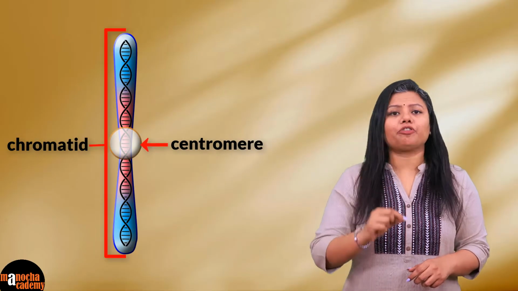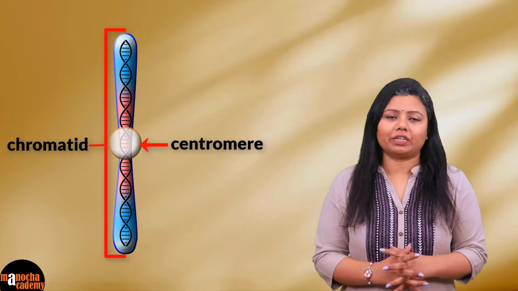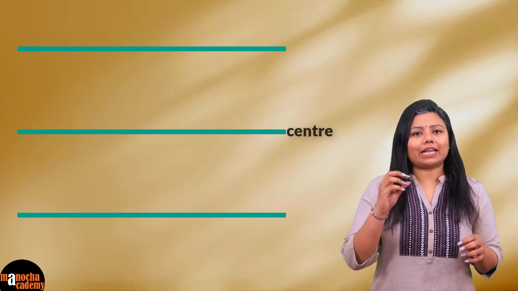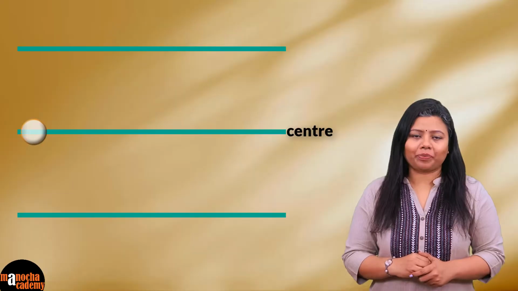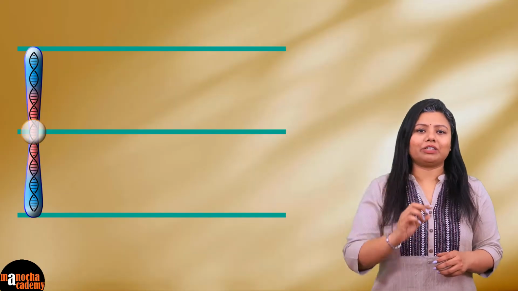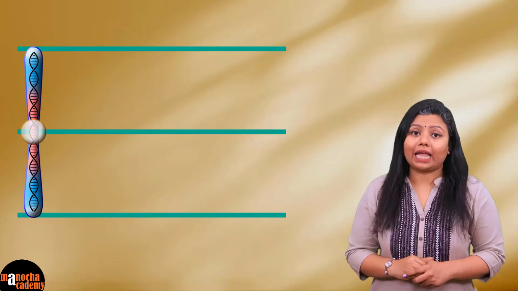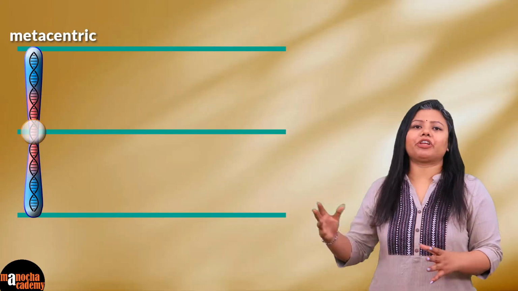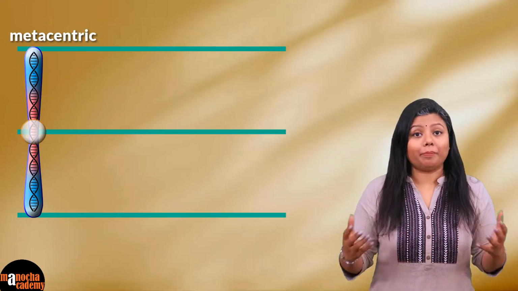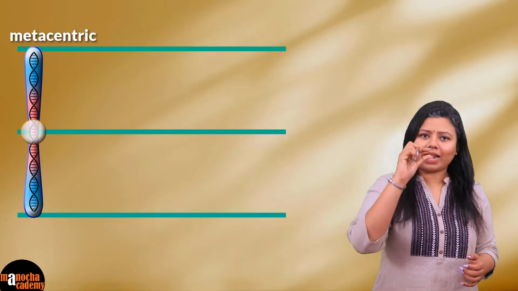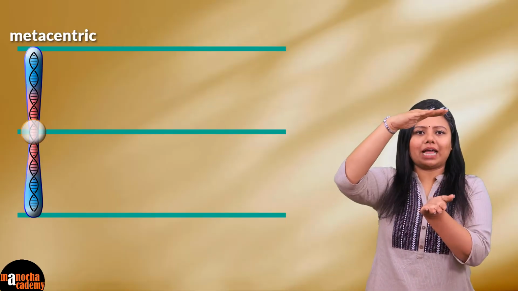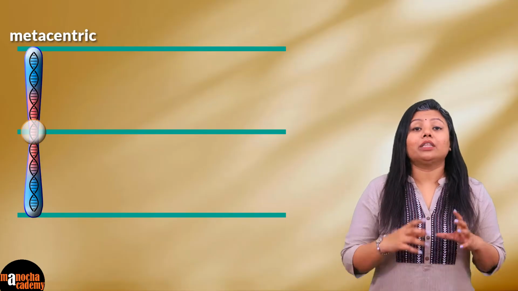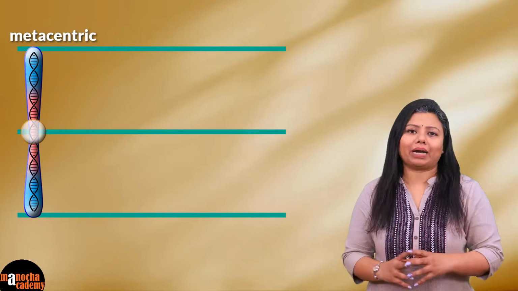Depending on where the centromere is present, chromosomes can be of different types. If you consider three lines like this, and at the center point the centromere divides the chromatid into two equal halves, then it is known as a metacentric chromosome. Meta means at the center or middle: the centromere is located right at the middle of the entire length of the chromatid, dividing it into two equal halves. These are called the arms of the chromatid.